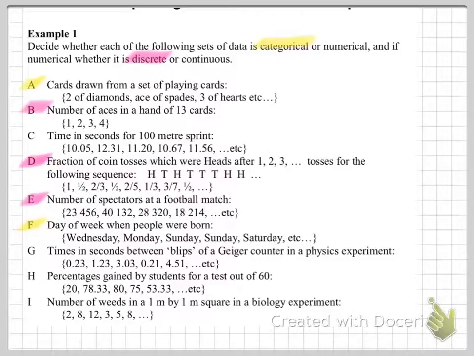H, percentage gained by students, again is discrete. There's only a certain number of marks you can get within that, and so therefore it's discrete. And I, the number of weeds in 1 by 1, again it's a measure of the number of weeds, as there must be a whole number of weeds that you can have. So therefore C is numerical, but it's continuous, and G is numerical, but it's continuous as well.